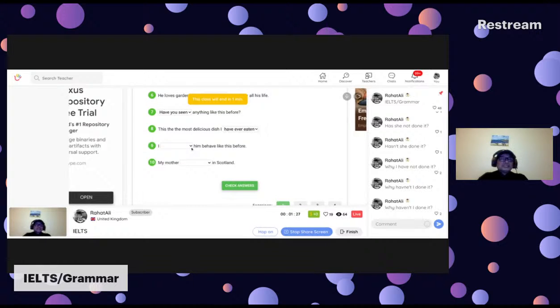Okay, next one is, I never saw him behave like this. Look at this signal word here. There is a present form of a verb, which is behave. So if you don't know which one to choose, choose simply according to the verb. Behave is present tense, so I've never seen is another present tense. I've never seen him behave like this.